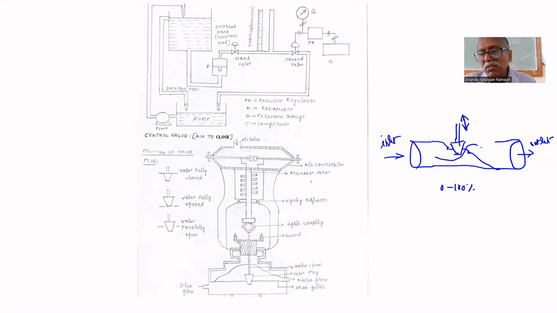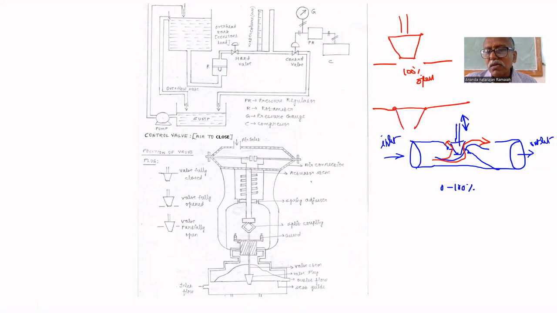The flow rate will go through this opening, in this direction. So I will draw this plug alone separately, so you can understand. This is 100% open. Another one: this is 100% closed, 0% open. Here the flow rate will be maximum. The flow rate here will be 0.